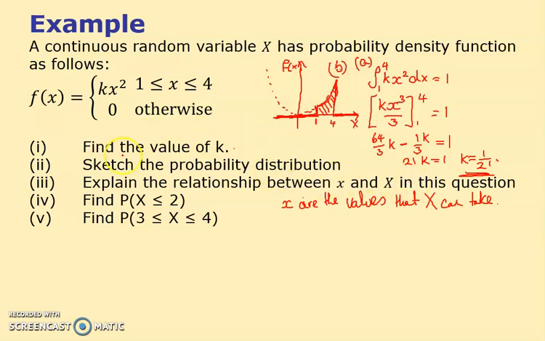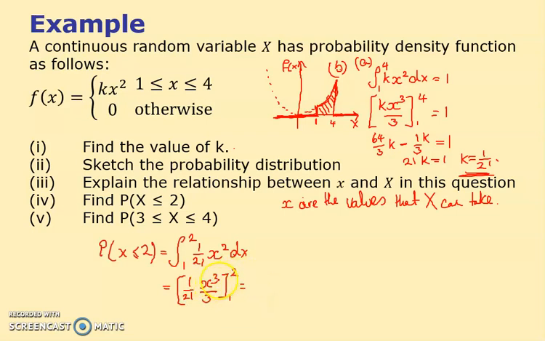Find the probability that X is less than or equal to 2. Well, to go less than 2, you'll notice you can't go lower than 1. So really, the probability that X is less than or equal to 2, we're going to integrate from 1 up to 2 of my function. And my function now I can write a bit better than before. It's 1 over 21 x squared dx, because I know that k is 1 over 21. Again, integrate it, add a power, divide by the power. So that's 1 over 21 of x cubed over 3, between 1 and 2.